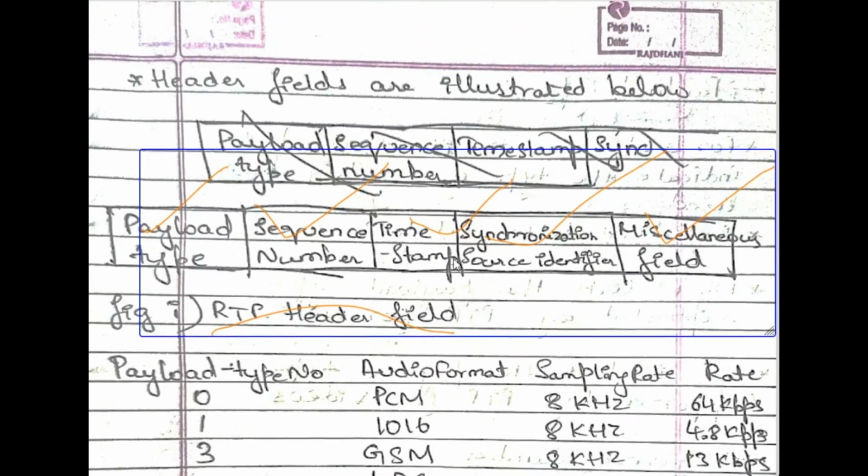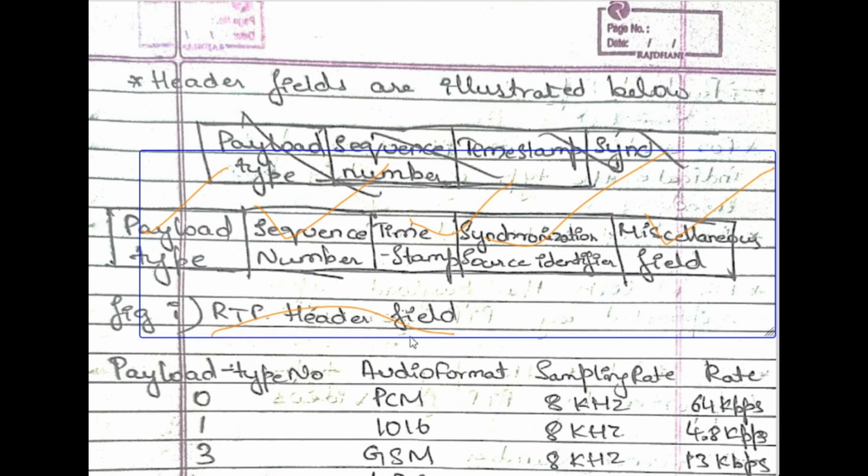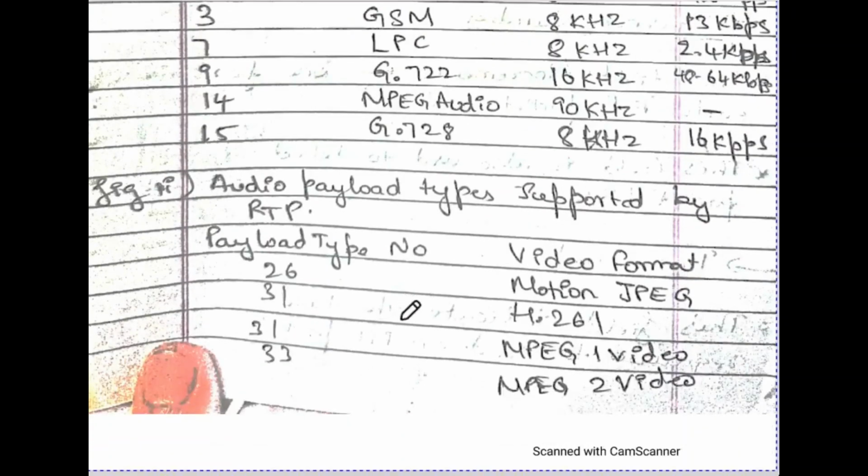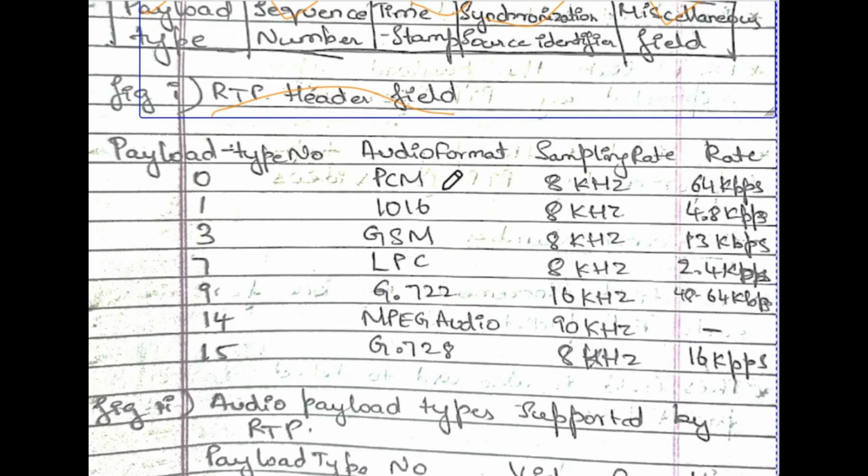Now, RTP header fields for audio format. We write the headings: payload type number, audio format, sampling rate.